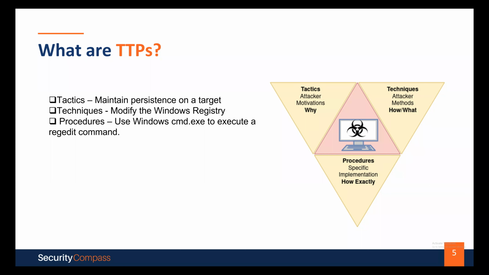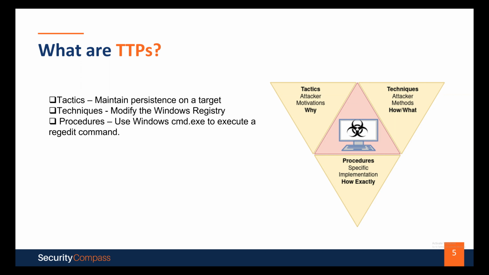Technique describes the method that an attacker applies to execute their tactic. So in the topic of persistence, we're looking at an attacker that will leverage the Windows registry to maintain said persistence. And when we look at procedures, these are the specific implementations of those techniques.